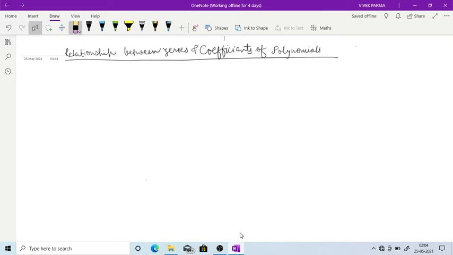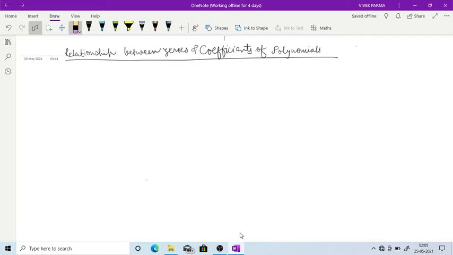And today we have another session of polynomials. Here we will discuss the relationship between zeros and coefficients of polynomials. In the previous video of polynomials, we have already discussed what a zero is, and how we find it, and the possible at most zeros of the given polynomial.